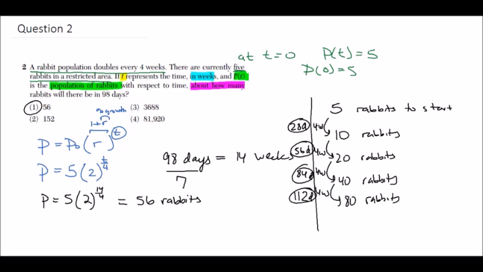Well, the question is at 98 days. 98 days would fall somewhere in between 40 and 80, and there's only one answer that falls in between 40 and 80. So again, there's kind of the algebraic method, and there's kind of the logic method here. Either way is perfectly fine to get your answer, especially on a multiple choice portion of the test.